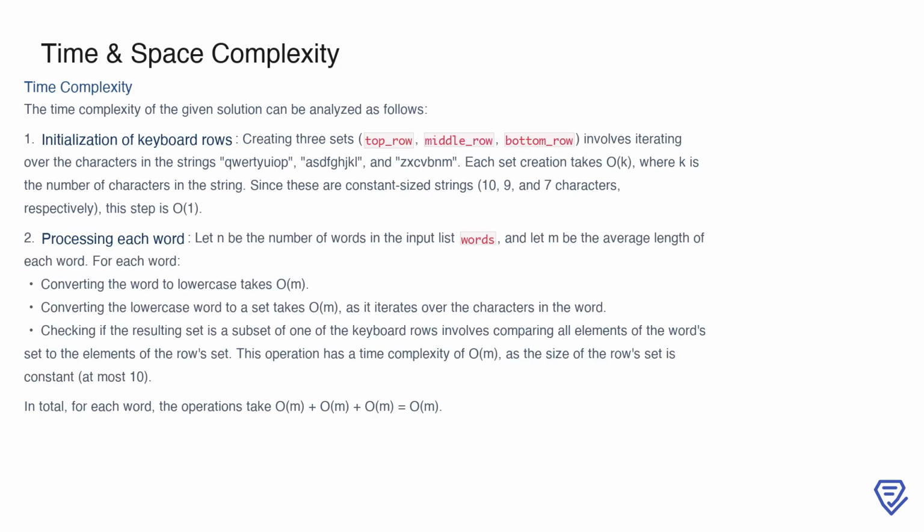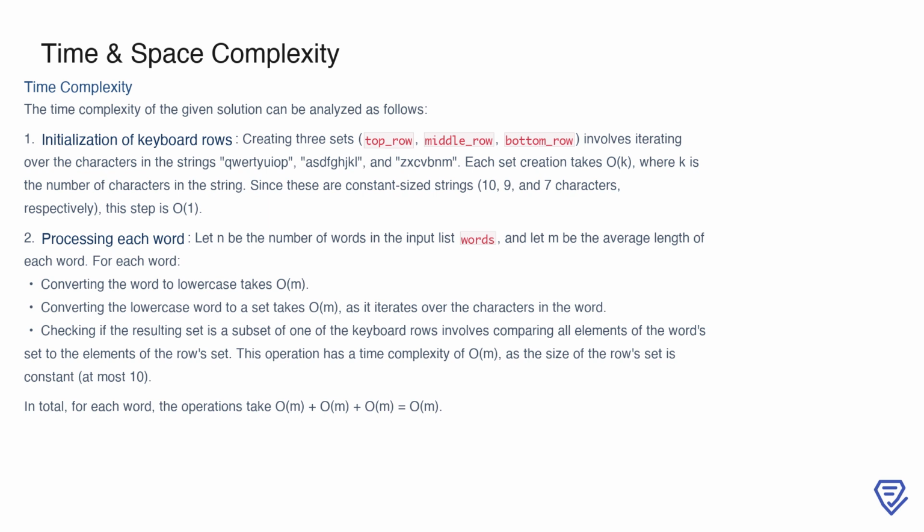To analyze the time complexity of our solution, we start with the initialization of the keyboard row sets. Here, we are creating 3 sets, one for the top row, one for the middle row, and one for the bottom row of the keyboard. This involves iterating over the characters in the strings QWERTYUIOP, ASDFGHJKL, and ZXCVBNM. Since these strings have constant lengths, 10, 9, and 7 characters respectively, the time required to initialize each set is constant. Therefore, the overall time complexity of this step is O(1).